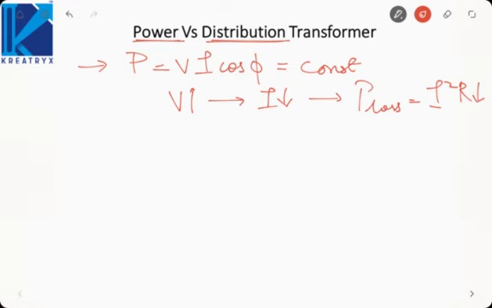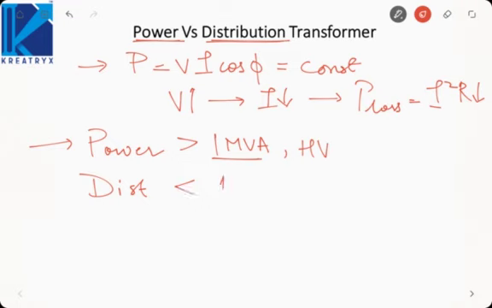Next, this power transformer has a higher power rating, greater than 1 MVA, and high voltage, whereas a distribution transformer has a rating less than 1 MVA and it is low voltage because it transmits the power at 220 or 230 volts. So it is a low voltage transformer. Now since the power transformer is connected to the generator, it will always be operating at a constant load, that is, full load.